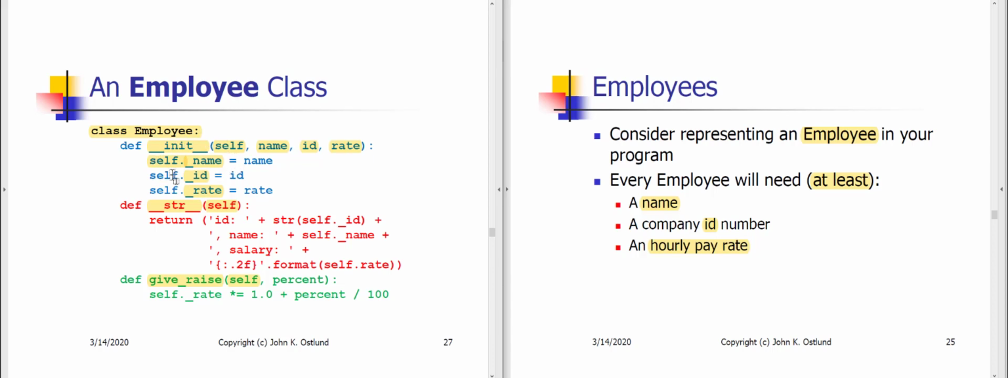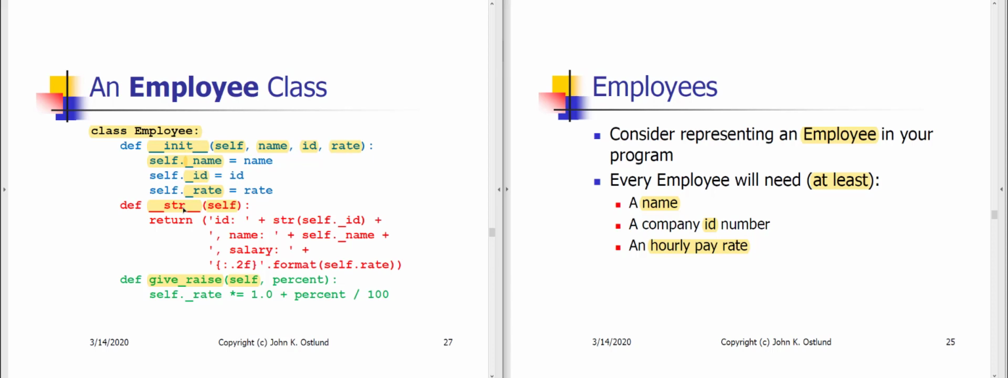Every employee object that we hire, every employee object that we create within our human resources application, is going to be initialized with a name, an ID number, and a rate. And those are going to be stored within the current employee object that we're creating with these names underscore name, underscore ID, underscore rate. We use the self dot notation to indicate that these variables belong to the current employee object itself. They're not global variables.